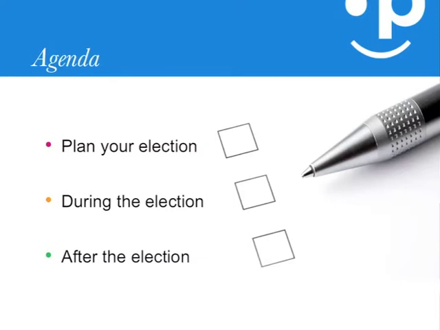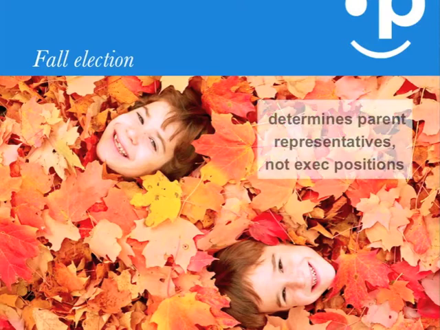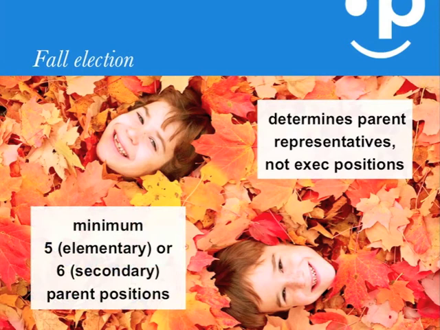Before we dive into how to conduct an election, it's important to first understand the purpose of the fall election. This election selects parent reps, not executive positions like co-chairs, secretaries, and so on. These executive positions are chosen from the elected parents once the council's formed. Based on the board's policy and ministry regulation, a school council must have at least 5 or 6 parent reps, depending on whether there's a student on the council.